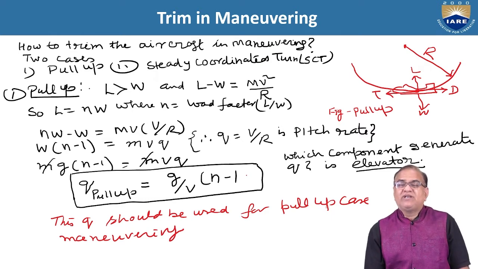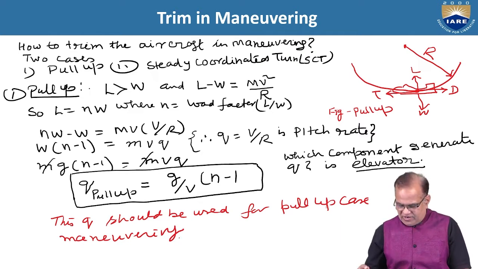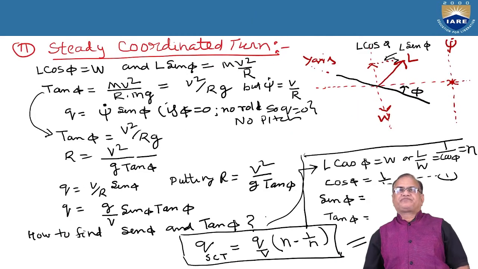So which component generates this q, or pitch rate? The pitch rate is generated by the elevator of the aircraft. This q should be used for the pull-up case in maneuvering. So we have to use g by v into n minus 1.